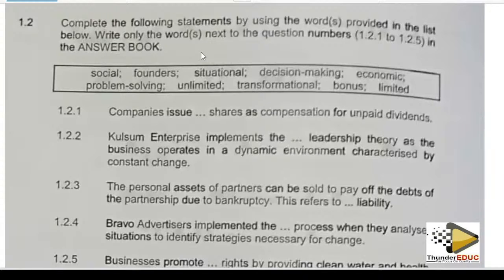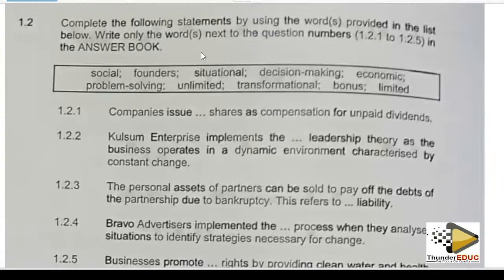Okay, right. So now also we have a situational. So now this situational can actually be a theory, and of which it is situational is a theory that applies to different set of scenarios or different set of occasions or situations. So then we have also decision making.